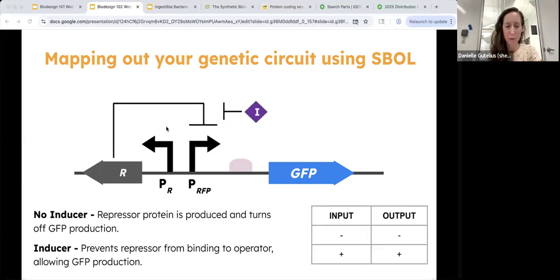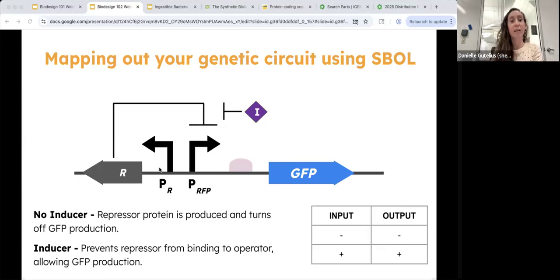If you're a truth table person, I have the truth table here. Just like before, without the input, so if you removed that purple inducer molecule, then you would have repression of the GFP, so no output. If the inducer molecule is there, it's going to inhibit the repressor, so you will get your GFP.